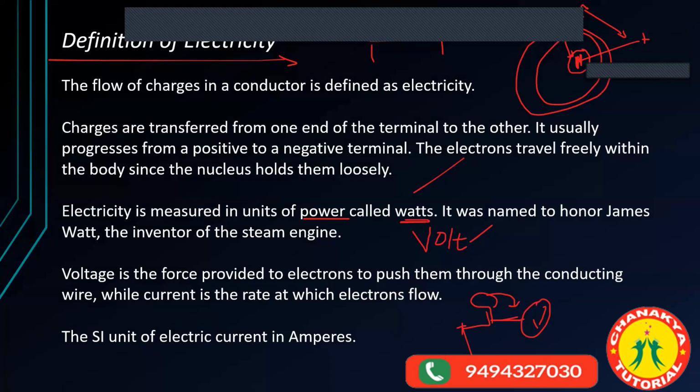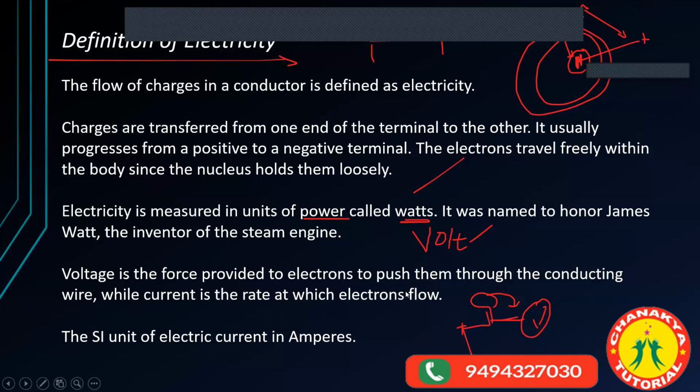Voltage comes when there is a potential difference. You are so interested in knowing what potential difference is, but we will talk about that in a separate lecture, not now. That's out of your syllabus, so we'll talk in later classes. Voltage is the force provided to electrons to push them through the conducting wire, while current is the rate at which electrons flow.